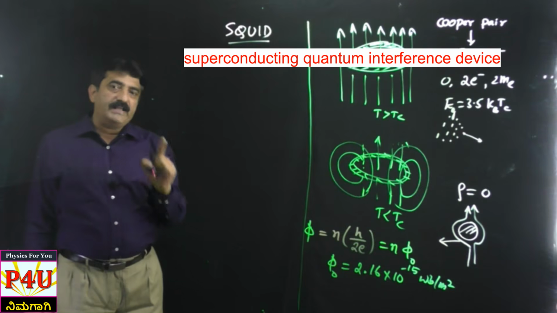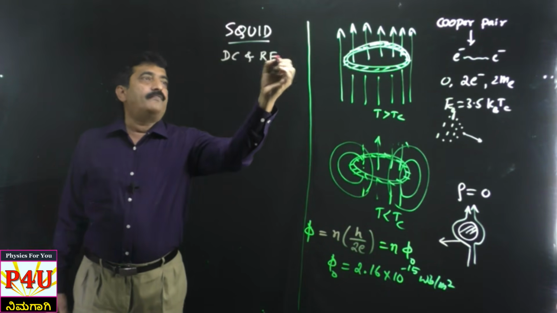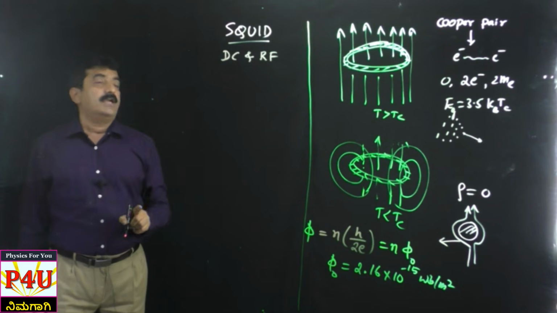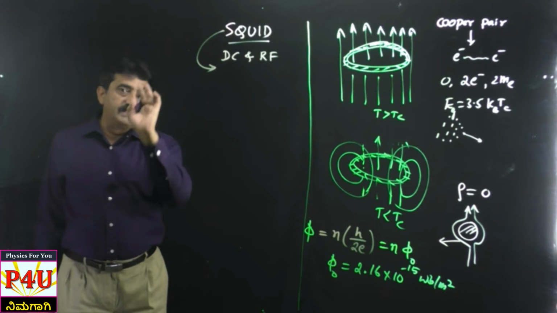In SQUID, once again, there are two types, namely DC SQUID and RF SQUID. RF SQUID is also called AC SQUID. First I will explain what this SQUID is, and it is going to be DC SQUID only.